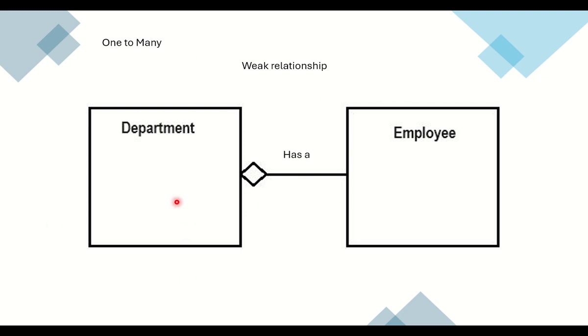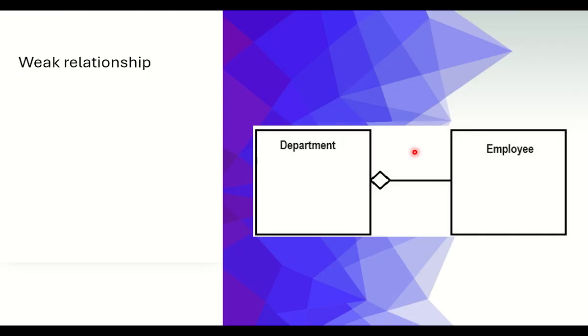In this particular example, we have a department that aggregates an employee object, or we can say that a department aggregates many employee objects, hence being a one-to-many relationship. So your department is one class, one object. One object of department would aggregate many objects of employee. Let's understand this further. Let's understand the aggregation relationship.